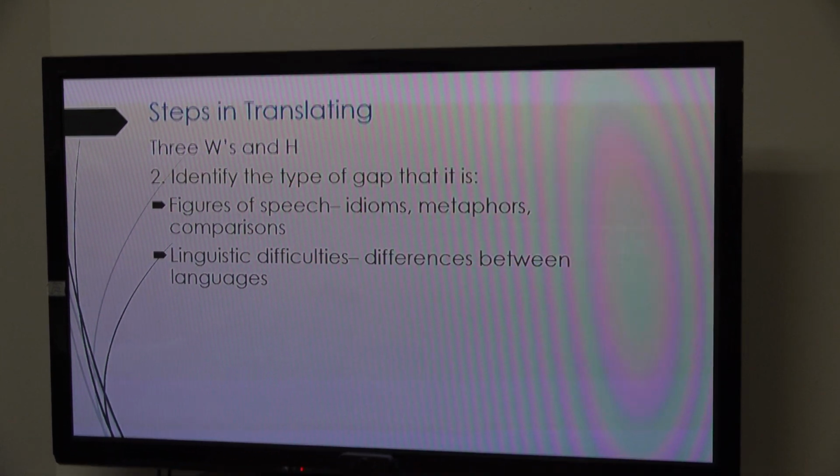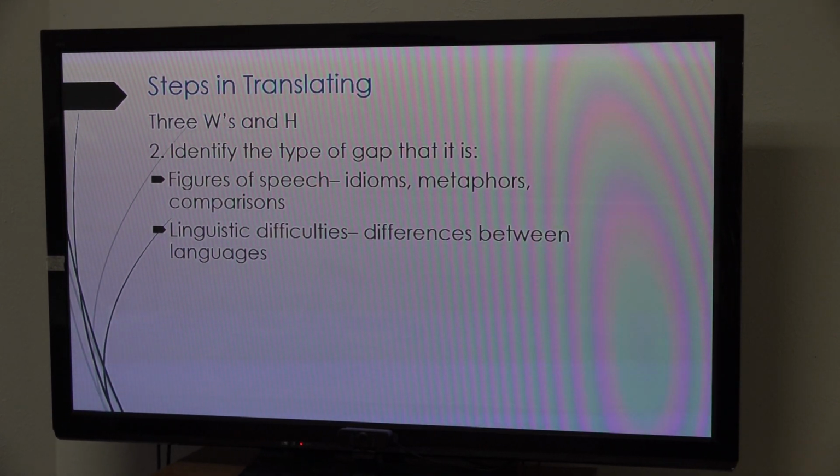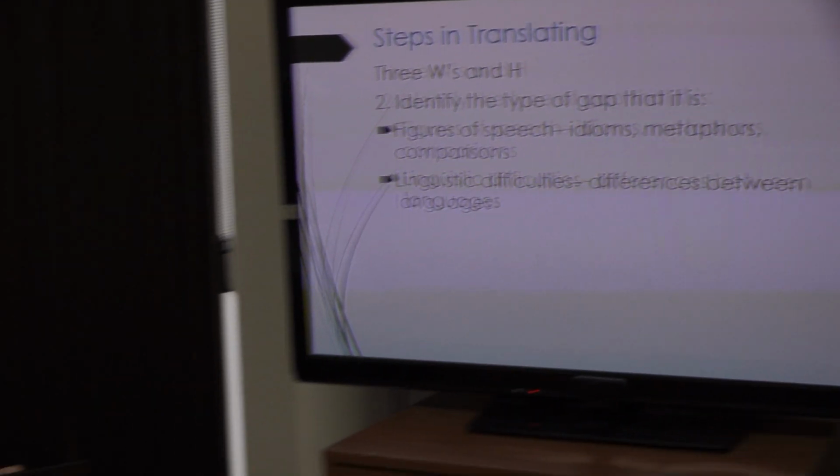Is it a linguistic difficulty because of the way that they have to say it in one language? Does it fit the way that they say it in another language? For example, that's not the way we say it in English. We don't understand how the Hebrew is phrased or how the Greek is phrased. So these linguistic difficulties could be one of the issues at hand.